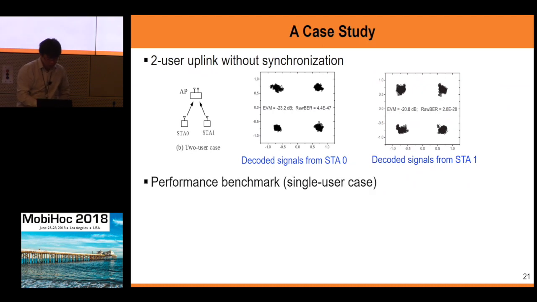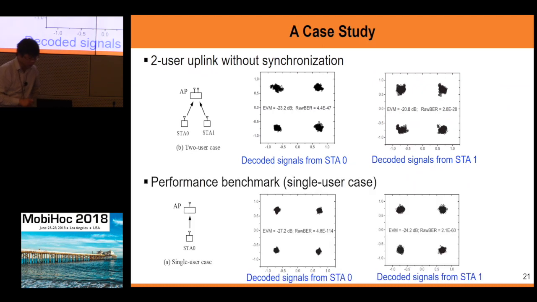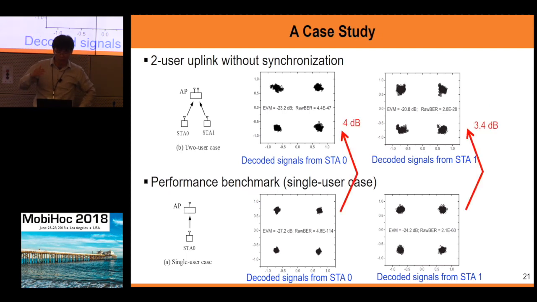For the performance benchmark, we decode the signal with only one user, from station 0 and from station 1. This constellation has an EVM of negative 27 dB, and for that one it is negative 24 dB. So compared to the performance benchmark, there is about a 3 dB or 4 dB EVM performance degradation.